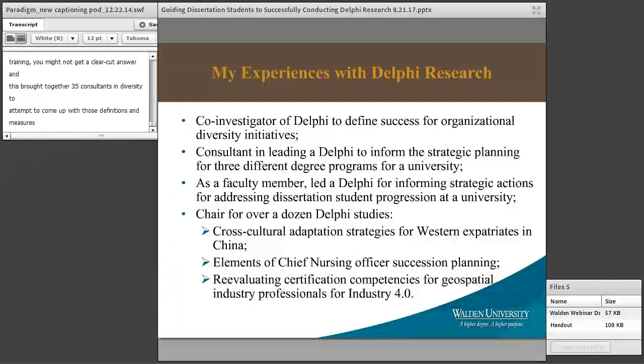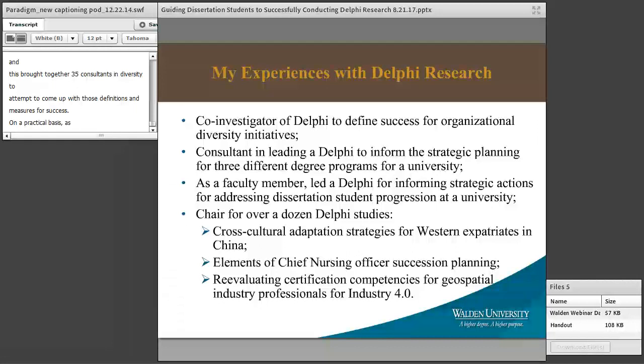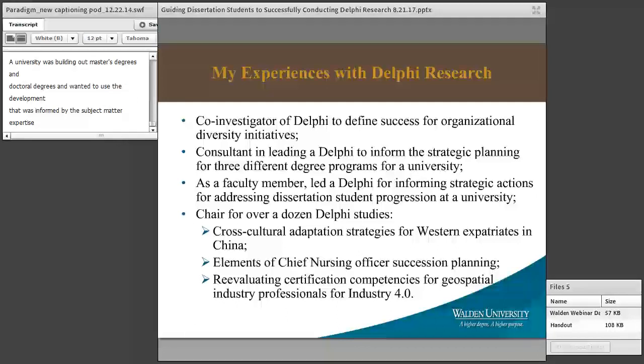On a practical basis, as a consultant in a corporation, I've led Delphi to inform the strategic planning for 3 different degree programs for a university. A university was building out master's degrees and doctoral degrees and wanted to use the development that was informed by the subject matter expertise of its faculty as well as externals to the academic institution. And we brought together a Delphi panel to look at programmatic objectives, course development, course descriptions to attempt again to build a consensus.